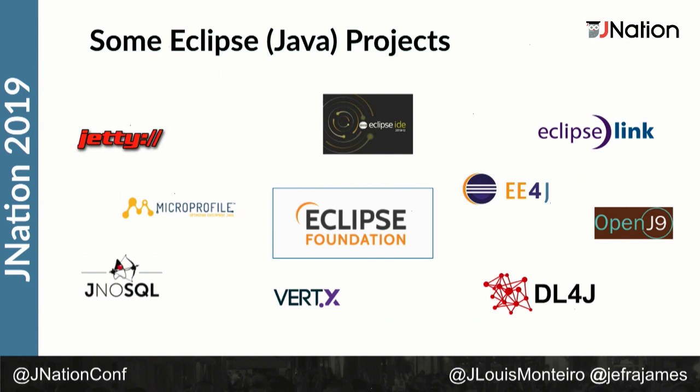Some projects that you may know from the Eclipse Foundation. So Jetty, which is the servlet container. There is obviously the IDE, MicroProfile, which we're going to be talking about. Do you know JNoSQL? Nope. So JNoSQL is kind of the JPA equivalent for NoSQL databases. The goal of JNoSQL is to provide you with a standard API on top of the NoSQL databases, so all the column-based, document-based, etc. Vert.x, which is a very well-known one, also allows you to implement reactive applications. DL4J, obviously, the deep learning one. Eclipse Link, which is an alternative to Hibernate. It's the reference implementation for JPA.